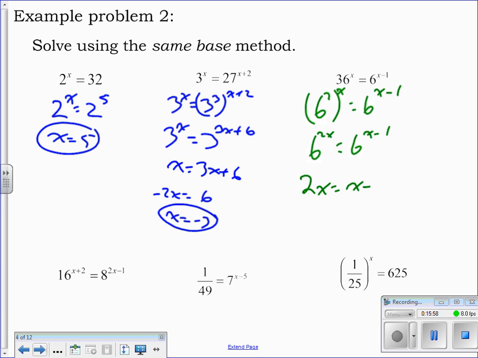2x equals x minus 1. Subtract x from both sides. x equals negative 1. So it's not exactly the same thing we were doing, but it's close. Very close.